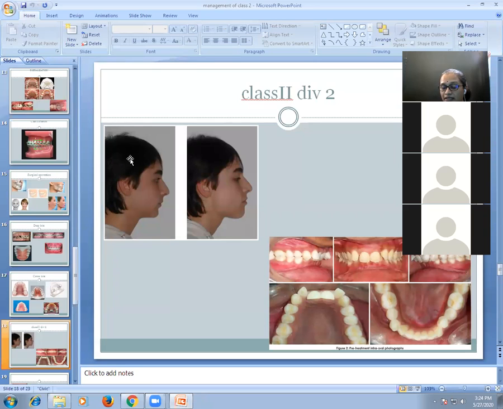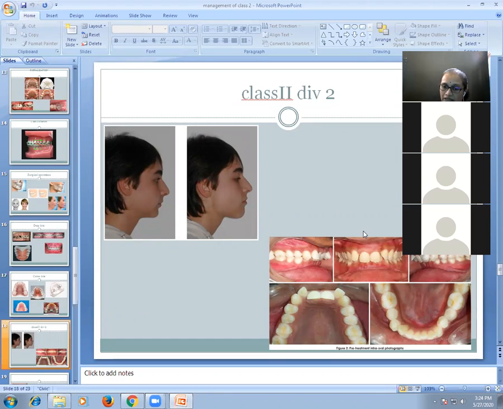Fine. In class 2 div 1, there will be a convex profile. But here in class 2 div 2, there will be a nearly straight profile, broad upper arches. In class 2 div 1, there will be narrow upper arches like this.